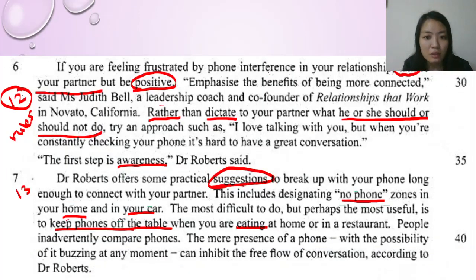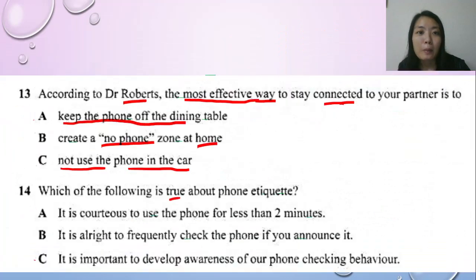Let's see here. Okay, let's read out in detail now. To break up with your phone long enough to connect with your partner, this includes designating no phone zones in your home and in your car. The most difficult to do, but perhaps the most useful. Oh, you have the word here, most. Just now the question has something about the most, isn't it? Most effective. So most useful is to keep phones off the table when you're eating. That means when you're eating and you're dining. Most useful. The keyword is the same here, most.